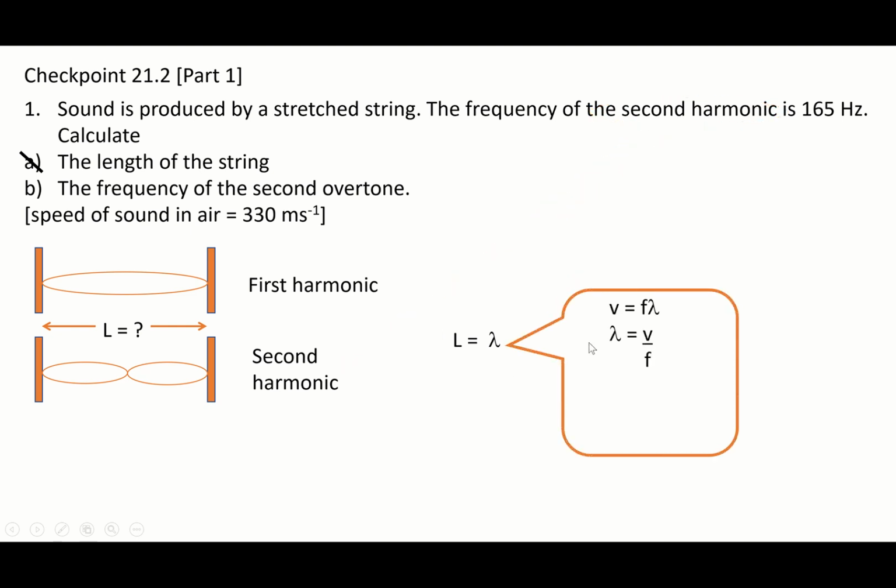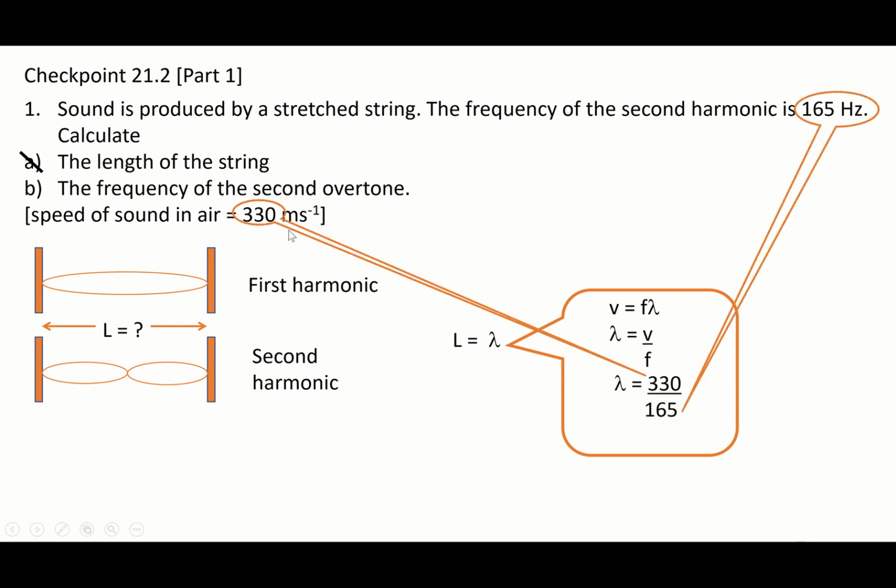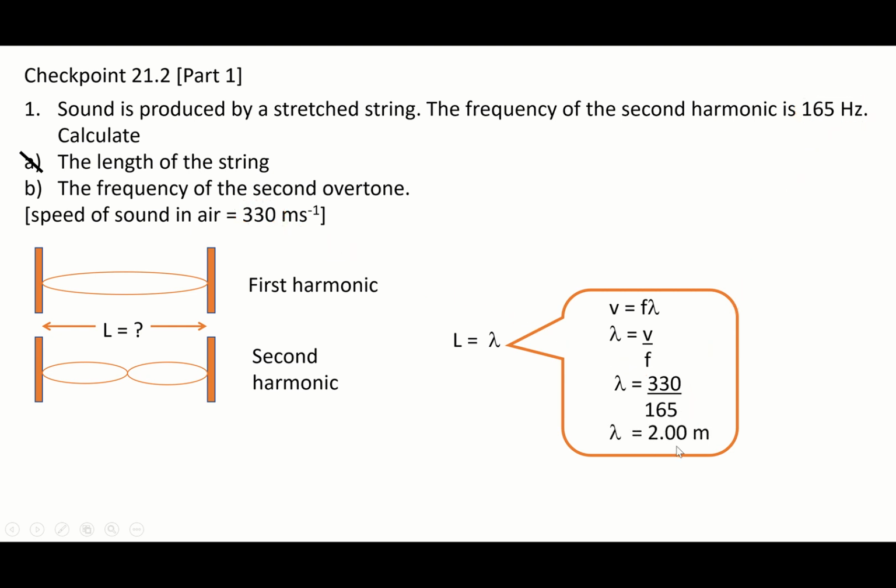Okay, we are going to find lambda from v equals f lambda, so lambda equals v per f. We substitute v, 330 meter per second, and frequency, 165 hertz. So we get lambda equals 2.00 meter. Therefore, the length of the string is 2.00 meter. Okay, so that's done for 1A.